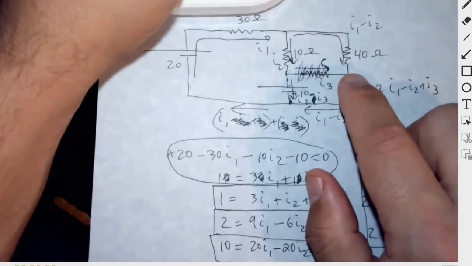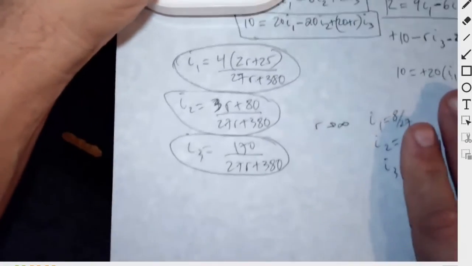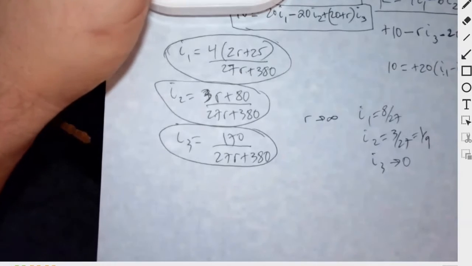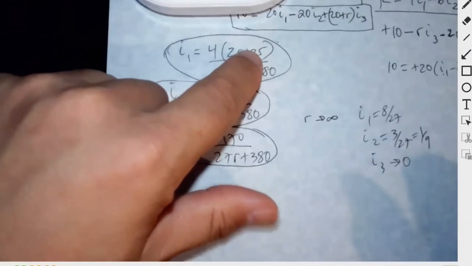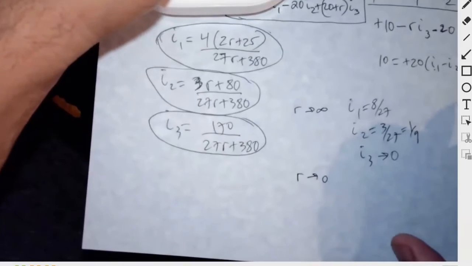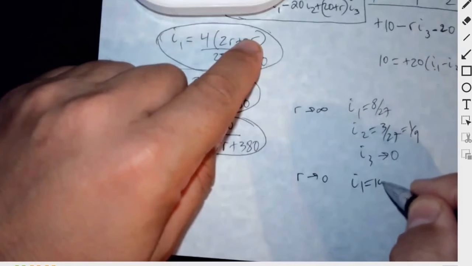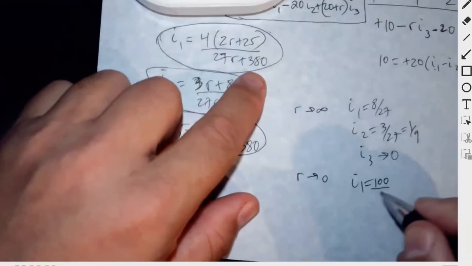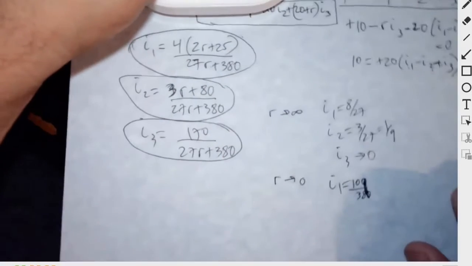Okay, now the other extreme would be to check if we connect it with a simple wire, right? R equal to 0. Then what would happen? So then R equals 0, this one disappears, and then only that's left. So R goes to 0, this disappears, so 4 times 25 is 100 over 380. So 10 over 38 amps.